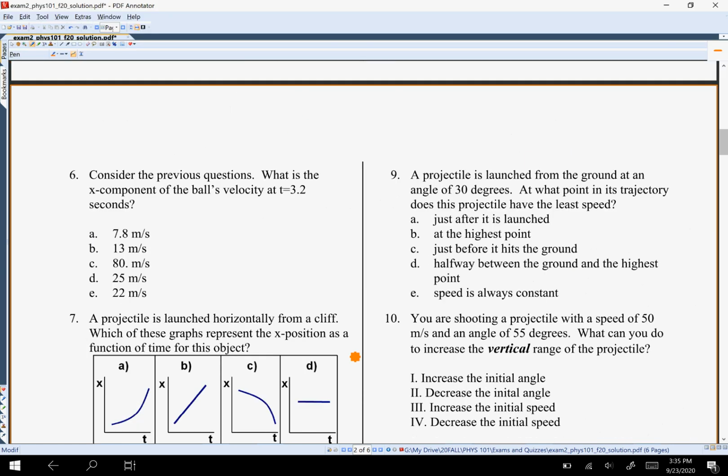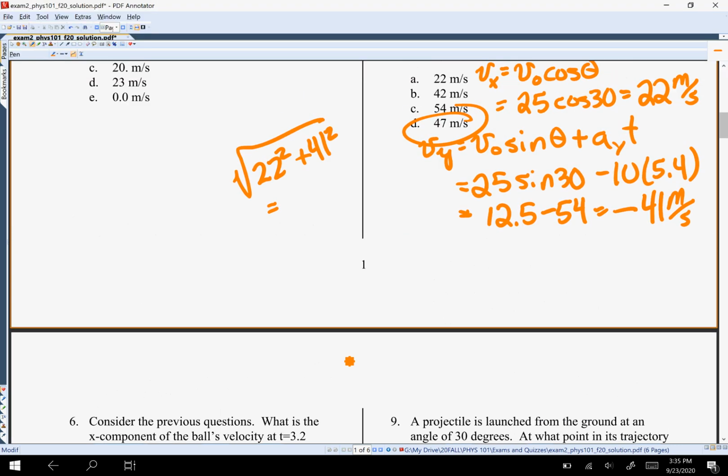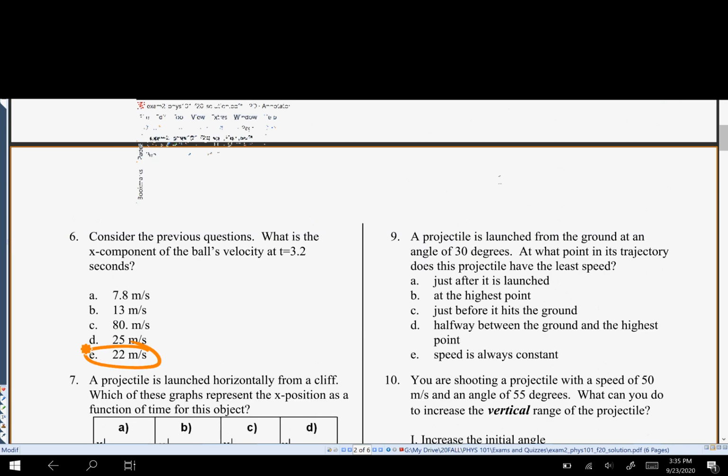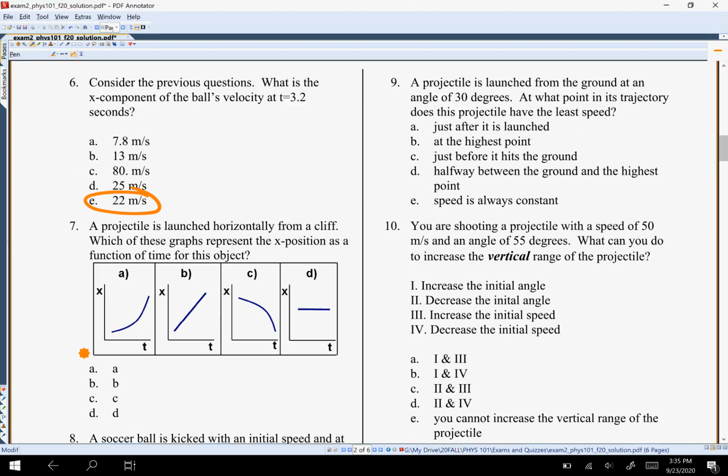So the previous question was the x component of the ball's velocity at t equals 3.2 seconds. Well, I've already gotten that, right? Because the x component of the velocity is 22, and it's always 22. So E is the right answer for number 6.